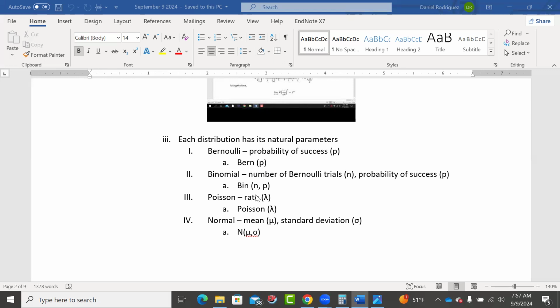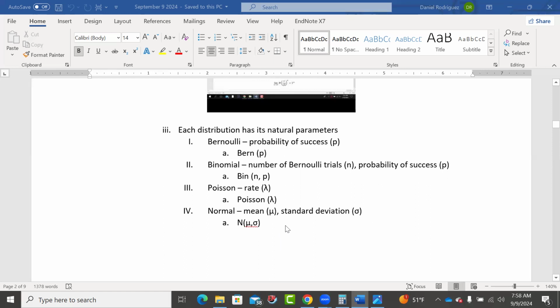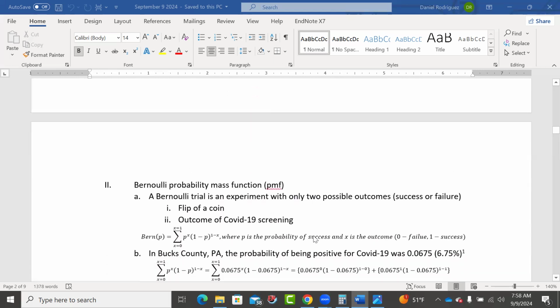For the binomial distribution, we have N and P, N being the sample size, or the number of Bernoulli trials, excuse me. Lambda for the Poisson, that's like a rate parameter. And then for normal, we have mu for the mean and sigma. Sometimes you'll have sigma squared for variance, but I just did sigma for the standard deviation.